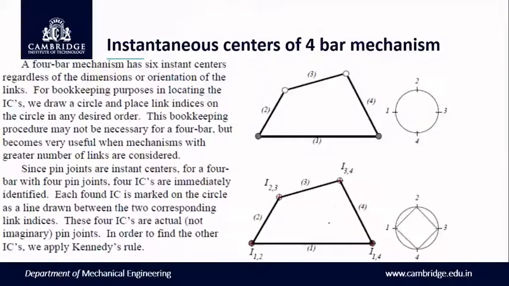Let us discuss the instantaneous centers of a 4-bar mechanism. We know there are 6 instantaneous centers because 4 into 3 divided by 2 gives 6 instantaneous centers. Let us draw a circle, and we need to divide the circle into as many parts as there are links in the mechanism. Right now we have 4 links for the 4-bar mechanism, so we will divide the circle into 4 equal parts.